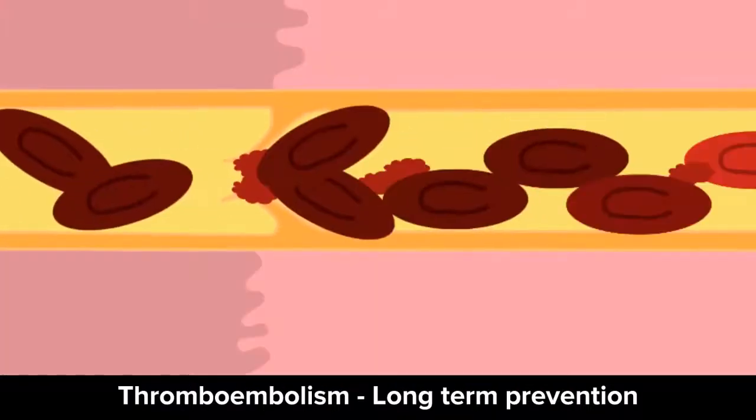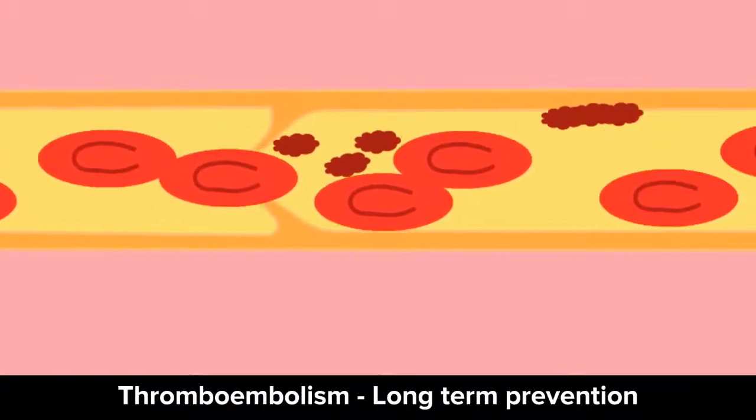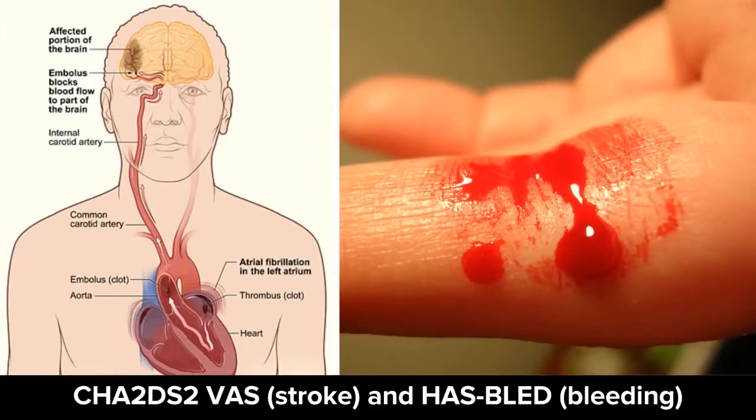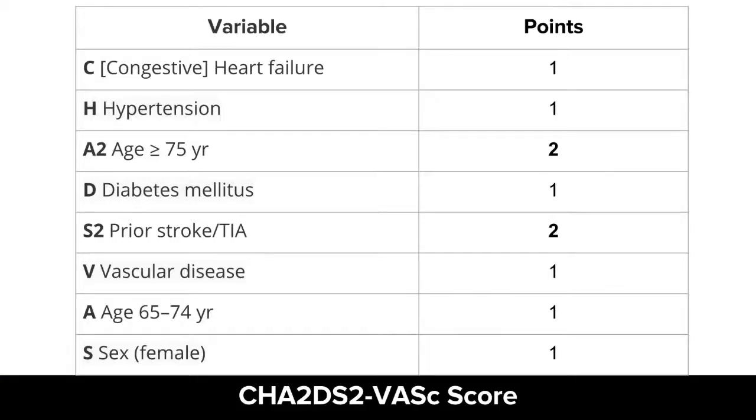Long-term measures to prevent stroke are taken for certain patients with atrial fibrillation. Patients with rheumatic mitral stenosis and those with mechanical artificial heart valves are at high risk of stroke. Therefore, these patients are treated with warfarin. We can use 2 tools to evaluate risk factors for stroke and bleeding. The CHA2DS2-VASc score is used to evaluate the risk of stroke, and the HAS-BLED is used to evaluate the risk of bleeding. A high CHA2DS2-VASc score means increased risk of stroke.